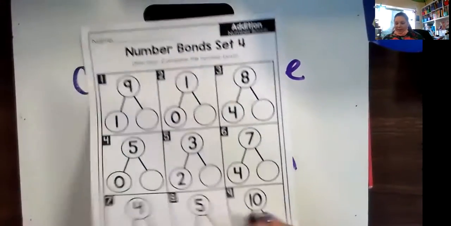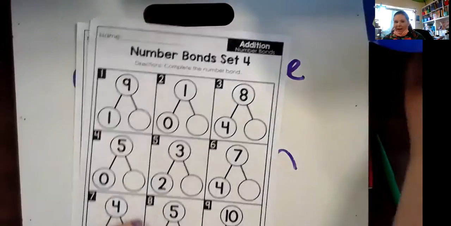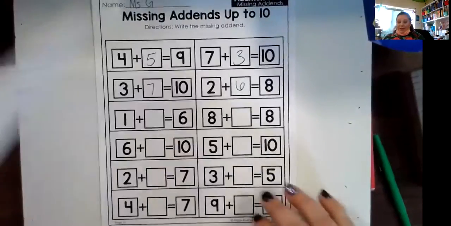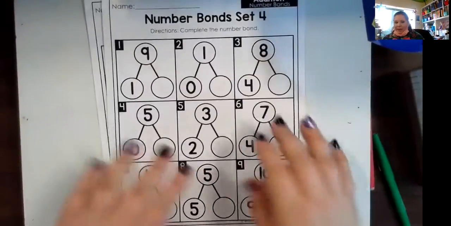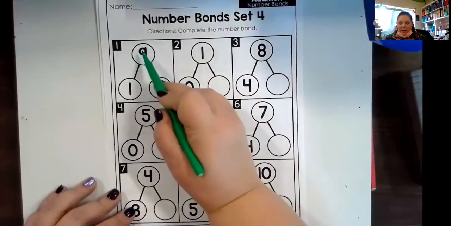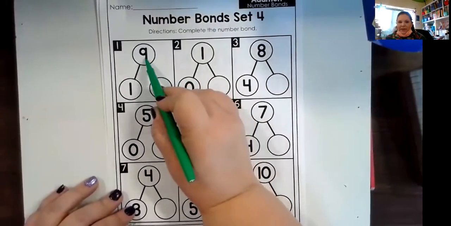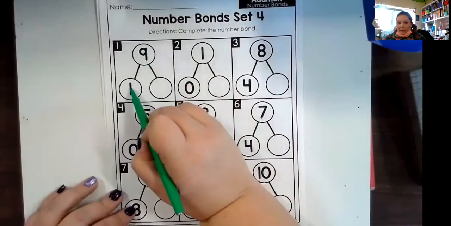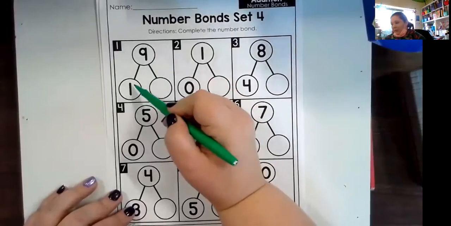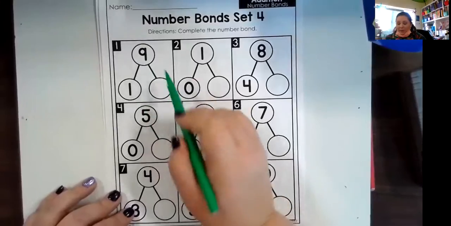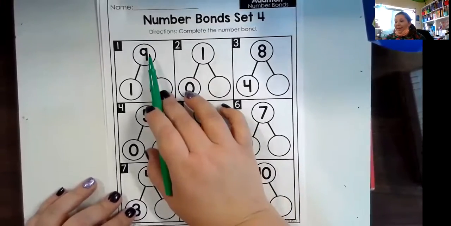Okay, let's take a look at the second page. We have number bonds. We're basically doing the same thing we did here, it's just written in a different form. So we need 9. So 1 plus what gives us 9? You're not adding 9 plus 1. 9 is the whole. So 1 plus what gives you 9?